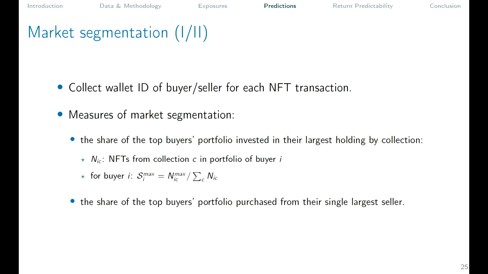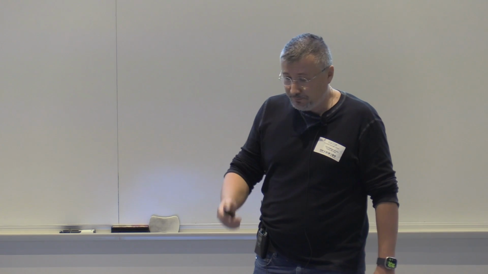Okay, so this is a question about wallets and the identity of the buyer. We have done a massive additional data exercise where we collect wallet IDs of buyers and sellers for each NFT transaction. And we're in particular interested in the concentration of the portfolios of the buyers, whether they're concentrated in each individual collection, whether they're concentrated among a certain small number of buyers, and how diversified or undiversified they are.